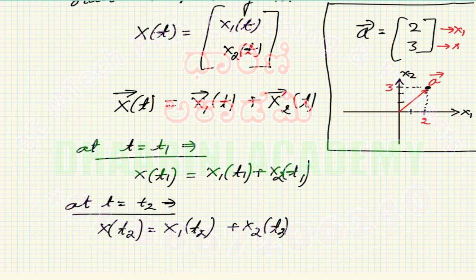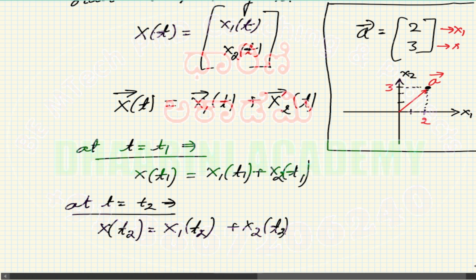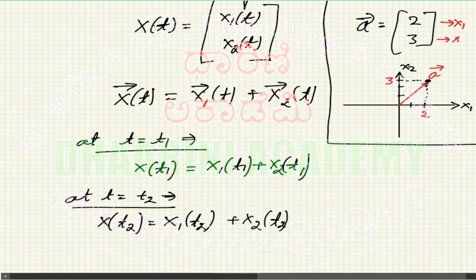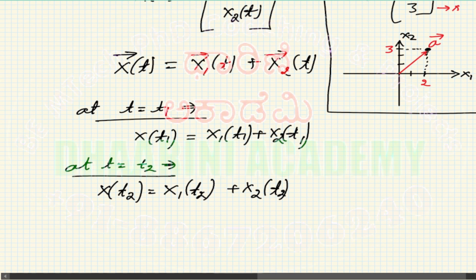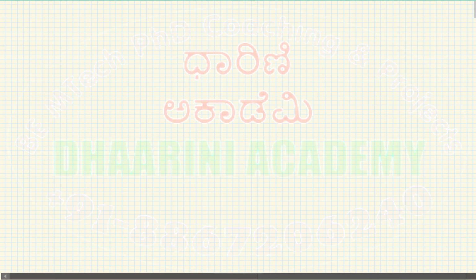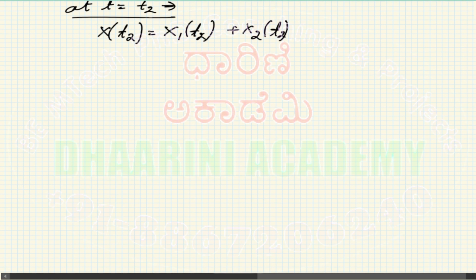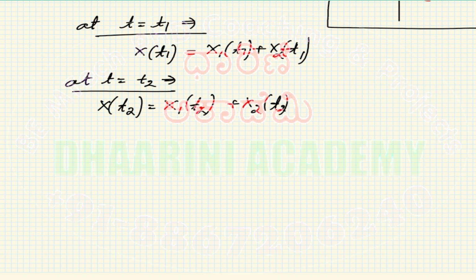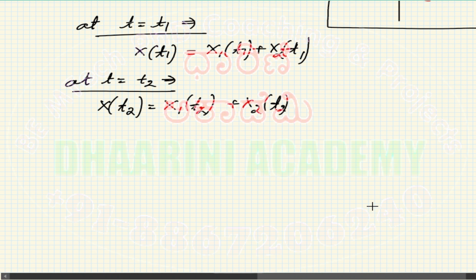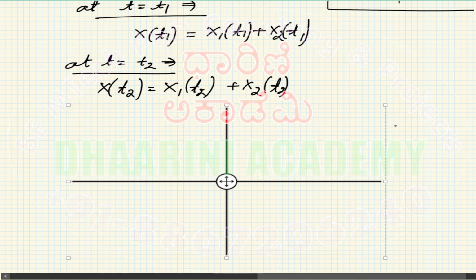So x of t1 I try to write as a, okay, I'll go for a bigger graph now, just to make it more clear. We need these equations, x of t1 and x of t2. How to calculate that we understood now. But now we define what is called a trajectory: how the states are changing with respect to time, we try to understand that.